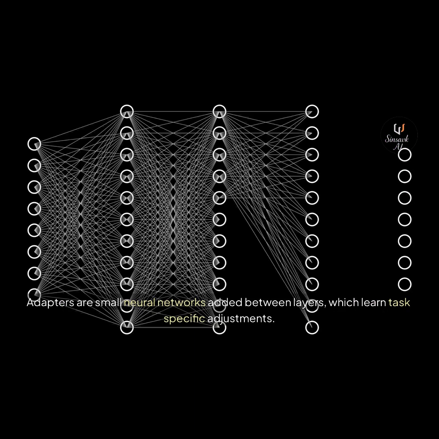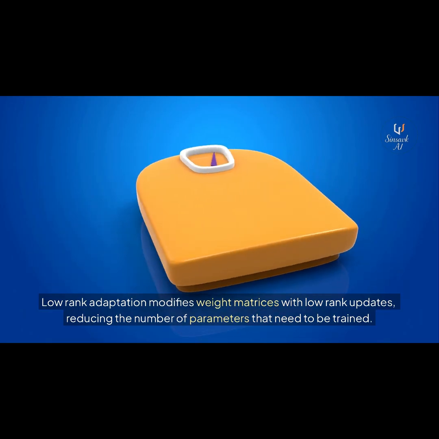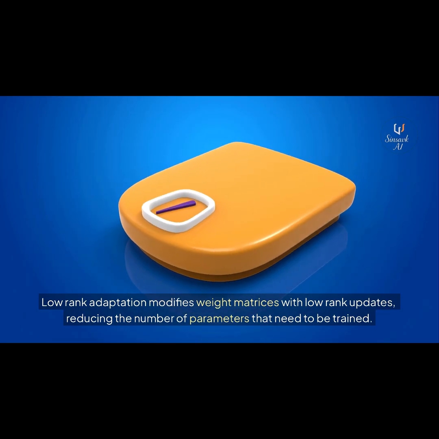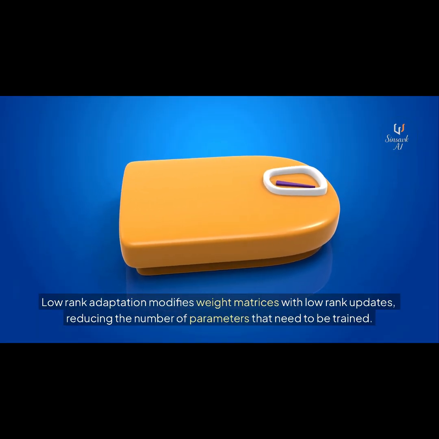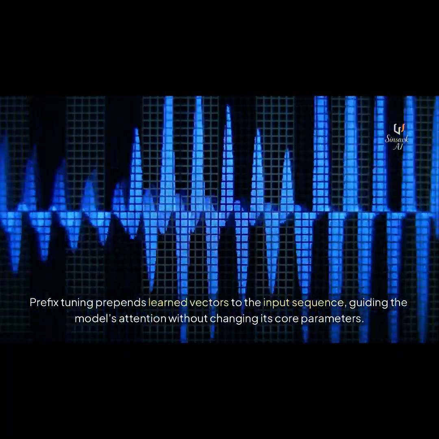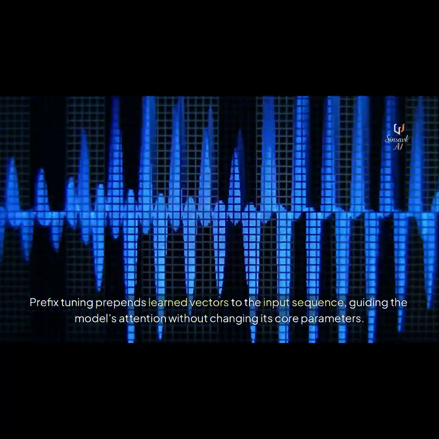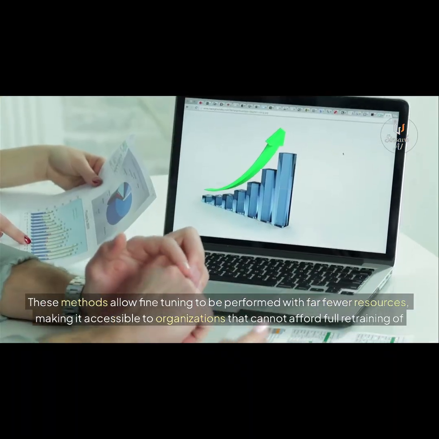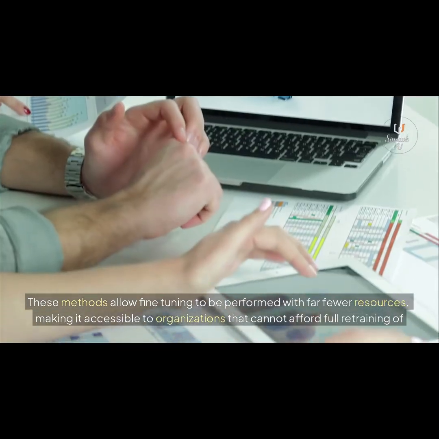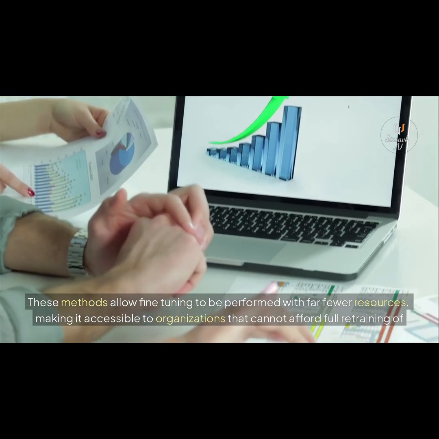Adapters are small neural networks added between layers, which learn task-specific adjustments. Low-rank adaptation modifies weight matrices with low-rank updates, reducing the number of parameters that need to be trained. Prefix tuning prepends learned vectors to the input sequence, guiding the model's attention without changing its core parameters. These methods allow fine-tuning to be performed with far fewer resources, making it accessible to organizations that cannot afford full retraining of massive models.